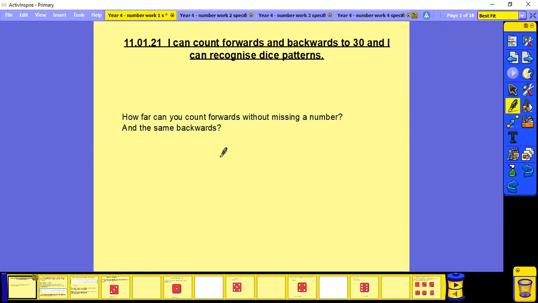So let's start off by putting the small date and underlining it, and then putting the learning objective. I can count forwards and backwards to 30, and I can recognise dice patterns, and underlining that.